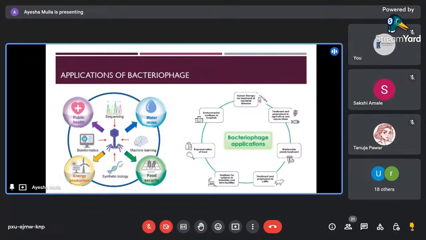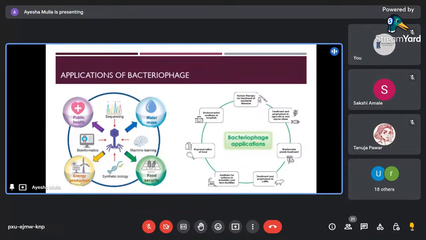Third is in food and hygiene. Bacteriophage are used to control and eliminate bacterial contaminations or their population from the food, and are also highly specific, which makes them attractive for sanitation of ready to eat food like milk, vegetables, etc.